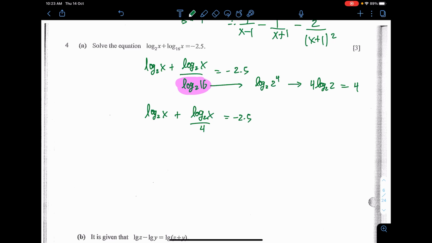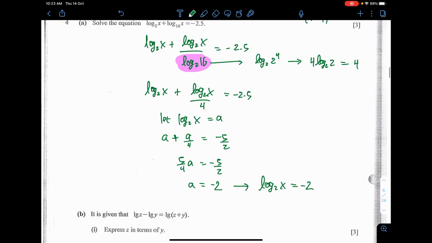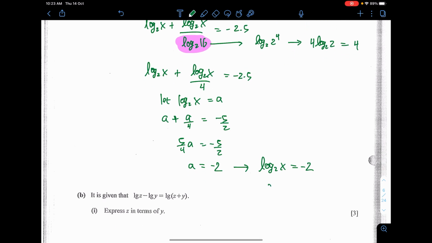To make this simpler, I'll just do substitution. Let log 2x equals A. So then I got A plus A over 4 equals negative 5 over 2. So I got 5/4 A as negative 5 over 2, and then I just get the A, negative 2. Meaning to say that I have log 2x as negative 2. Now convert the logarithm into indices. That will give you 2 power of negative 2 equals x, and that is 1/4.